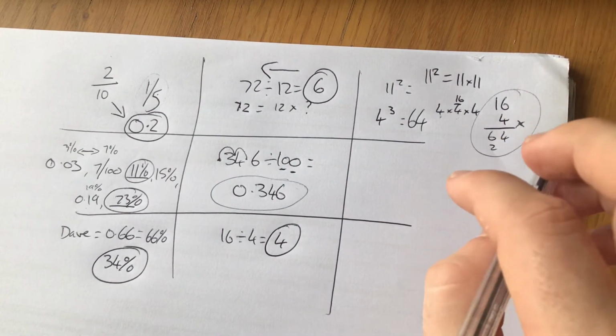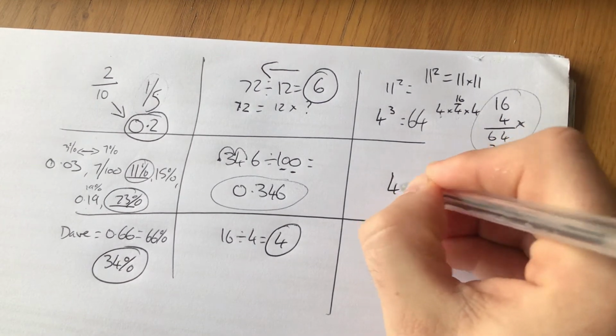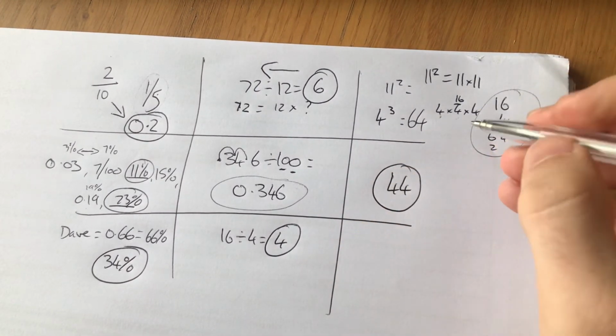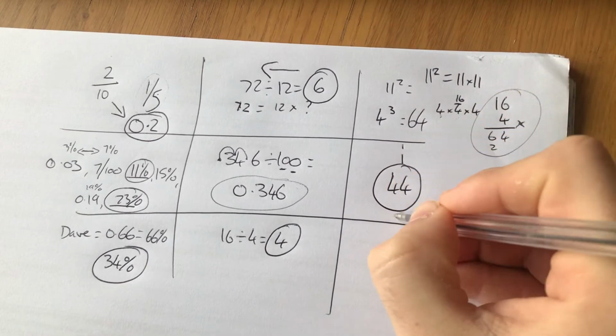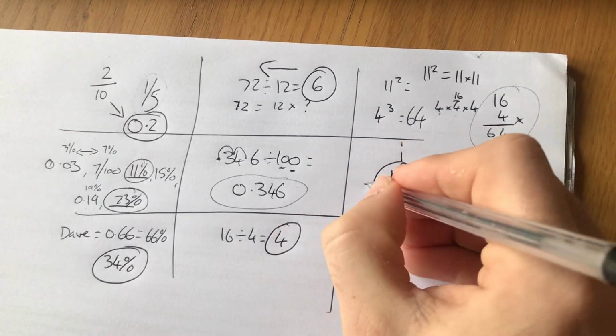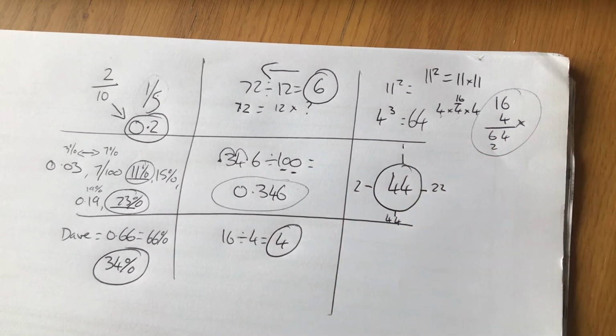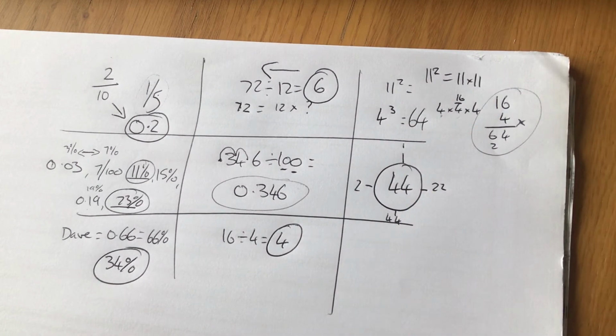2 factor pairs of 44. So I'm going to go for my frisbees. 2 factor pairs. So, well, that's easy. One's going to be 1 times 44. After 1, 2 times 22. That was easy, wasn't it? You could have carried on with that, but you only needed 2 factor pairs there.